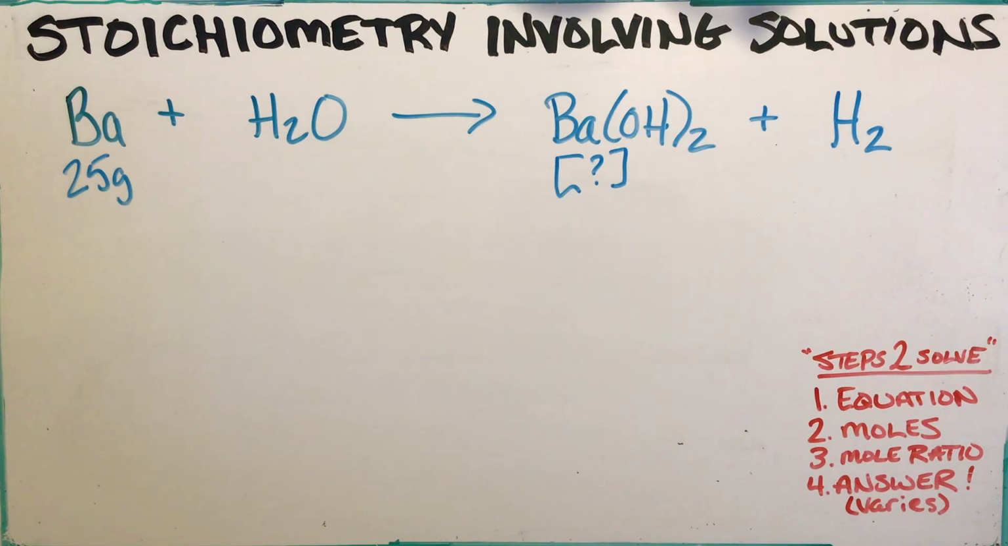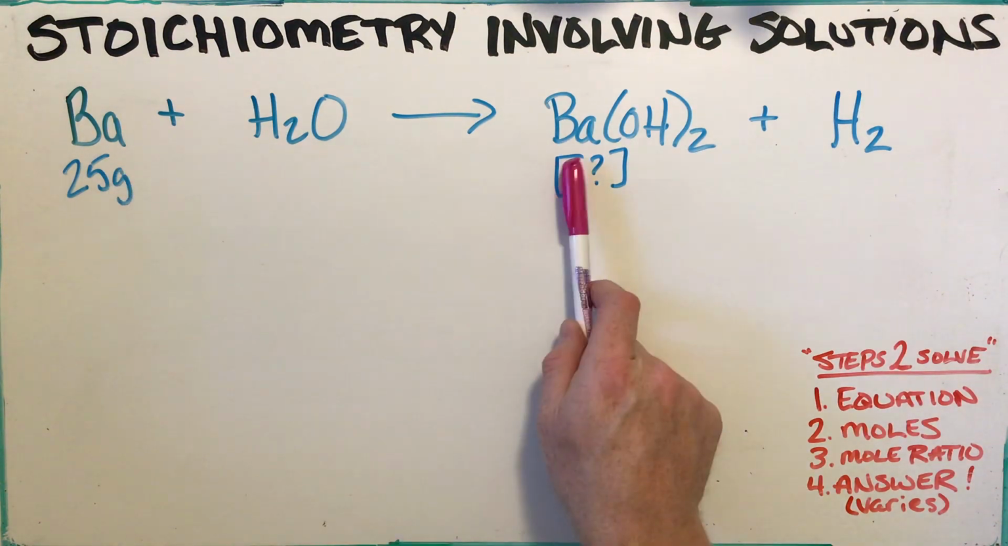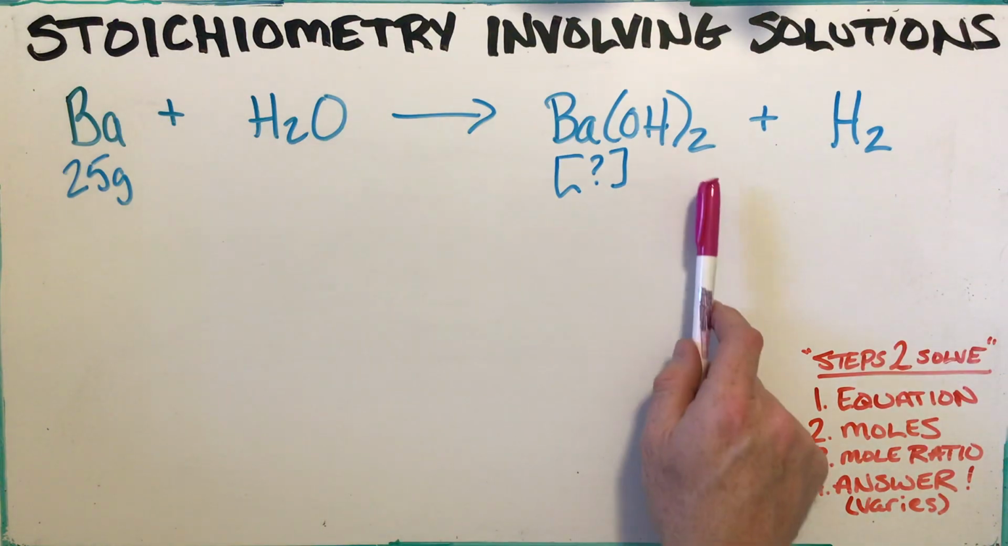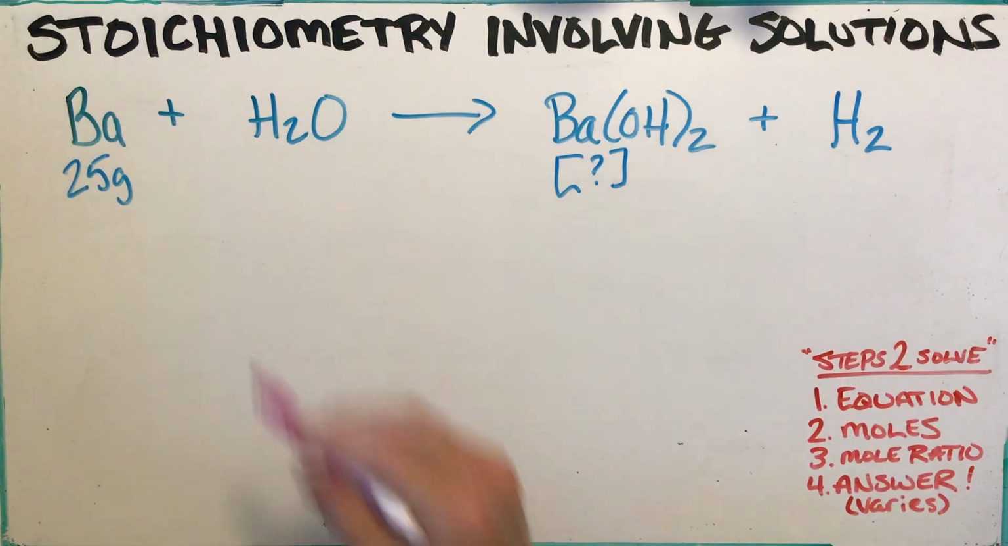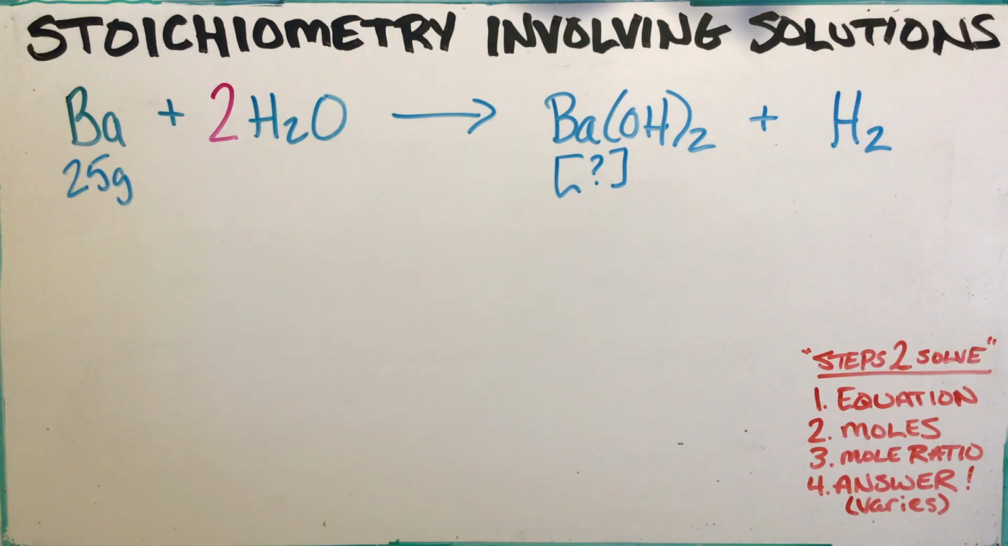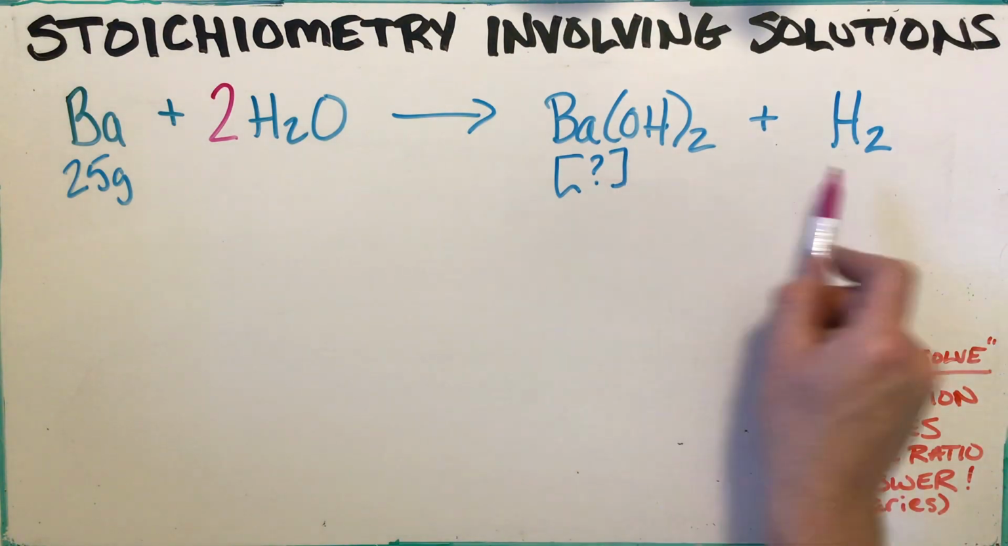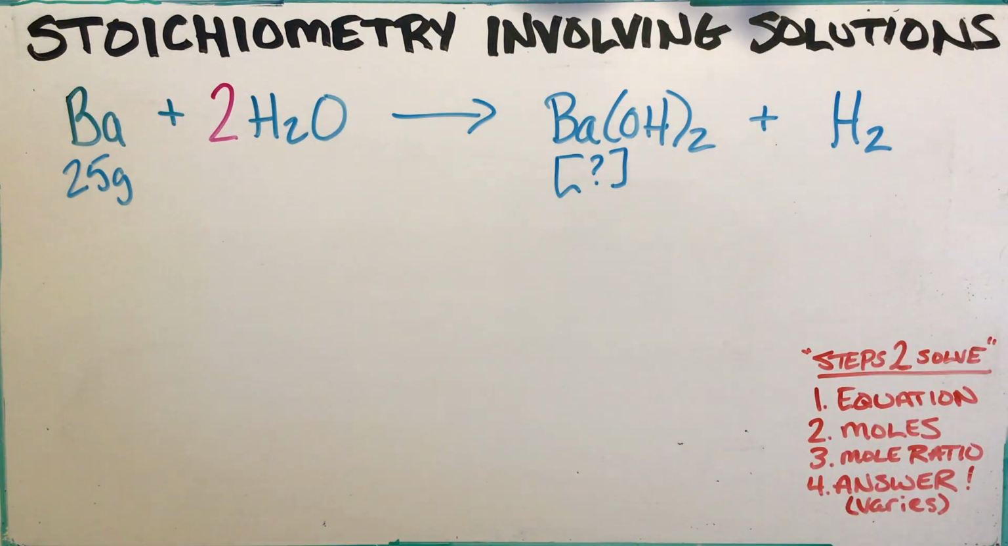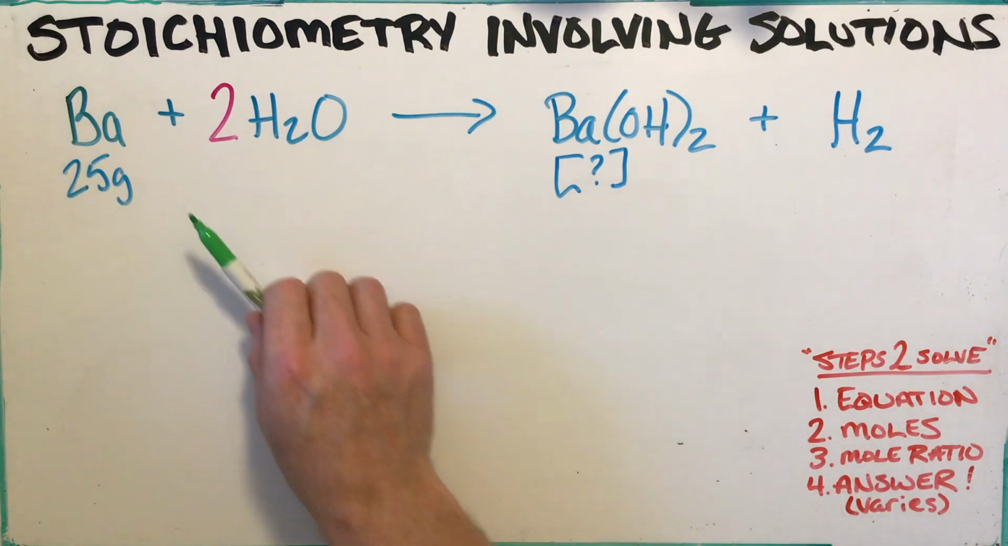Let's balance this off. Ba is good. 2 H's, 2 and 2 is 4. So we're going to double that up. And that looks like, yeah, that does it. All we need is this 2 right here. All right. I'll do my answer in green. So, step 1, balance equation. Got it. Step 2, convert something into moles. Well, it's got to be this.